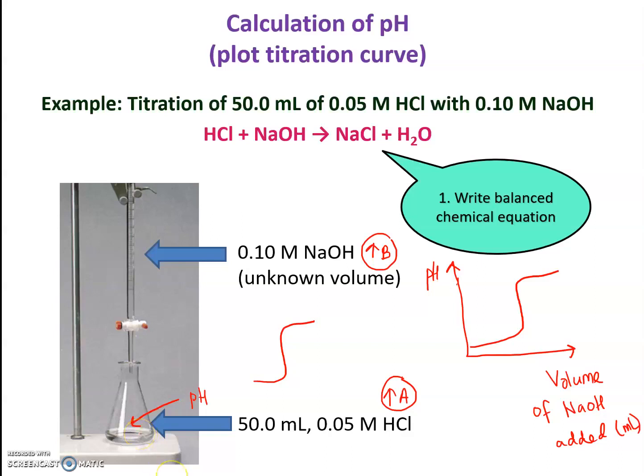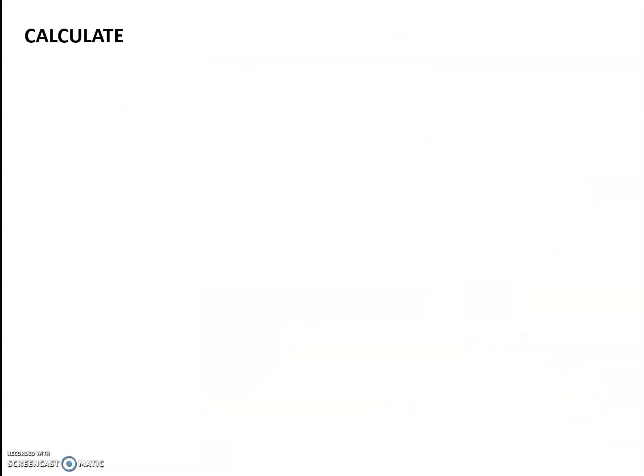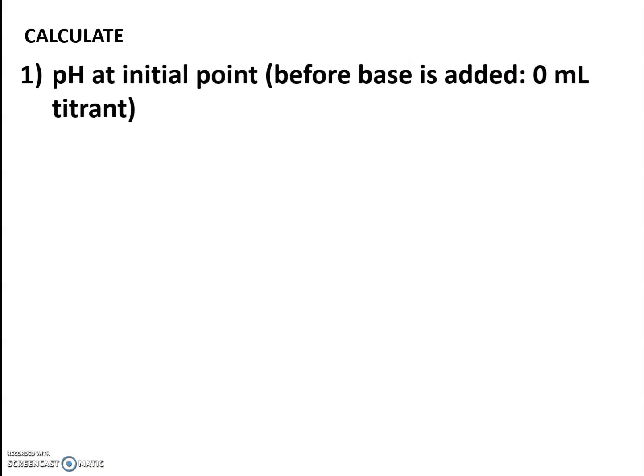So we go to the question. First question: calculate the pH at initial stage. Initial stage means before base is added, 0 ml titrant, meaning the titration process has not started yet. No titrant has been added, that's why 0 ml titrant. So what is the pH of the solution? Previously we know the conical flask contains acid and the titrant is sodium hydroxide. Now the titration has not started yet. What is the pH of the solution?